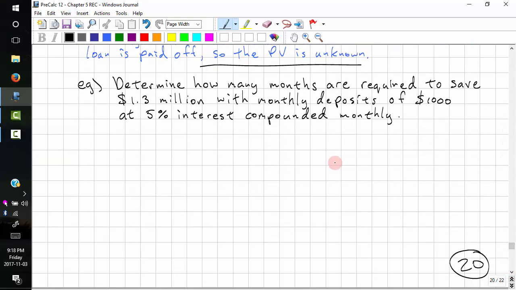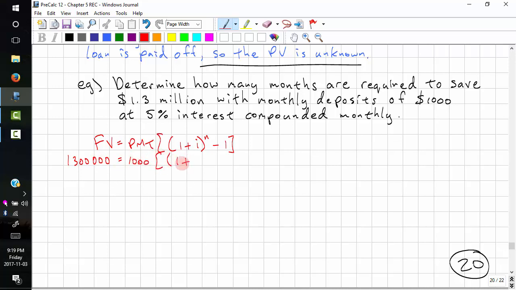So let's look at a problem. Determine how many months are required to save $1.3 million with monthly deposits of $1,000 at 5% interest compounded monthly. So we have future value equals monthly payments times (1 plus the interest rate) to the number of payments, minus 1. Substitute our known values. This is 1.3 million, and our payments are $1,000.